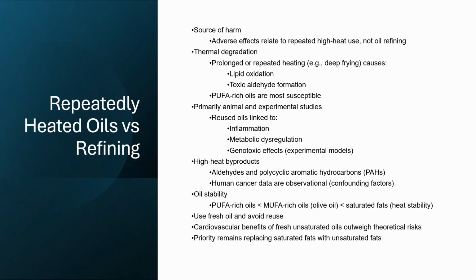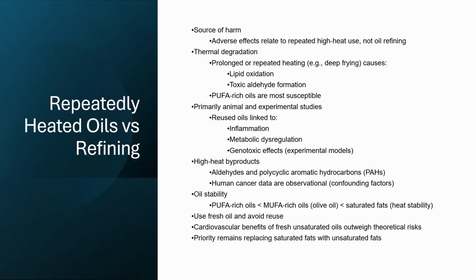Thermal stressing of PUFA-rich oils generates high levels of cytotoxic products, including genotoxic and cytotoxic alpha-beta unsaturated aldehydes. These compounds can be associated with health risks, including cancer, Alzheimer's, and Parkinson's disease. Repeatedly heated cooking oils generate polycyclic aromatic hydrocarbons, some of which are carcinogenic.